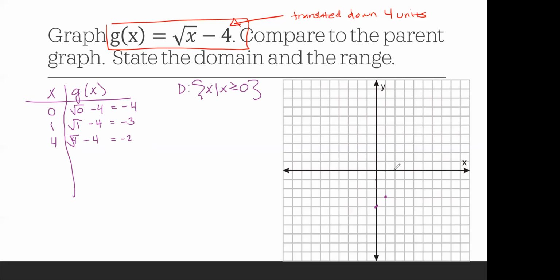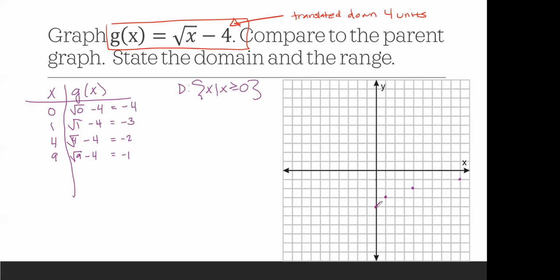So when x is 1, 2, 3, 4, it's negative 2. So I put a point there. And I'm going to do one more. When x is 9, because I know 9 is a perfect square, the square root of 9 is 3. 3 minus 4 is negative 1. So that would be 1, 2, 3, 4, 5, 6, 7, 8, 9, negative 1.